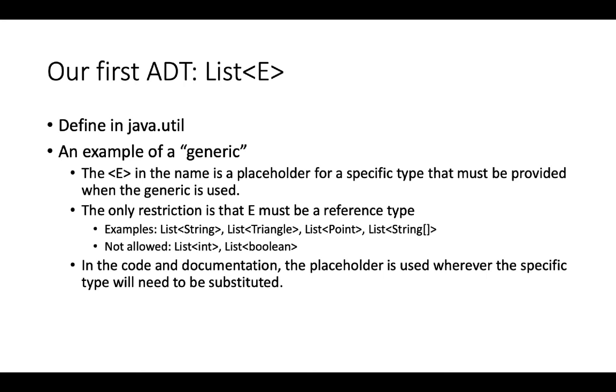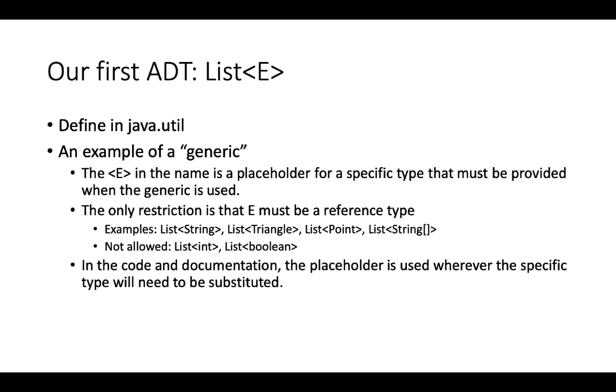But when I'm coding it, I don't know what that type is in advance. And so I need something as a placeholder for wherever that type is going to be, right? And so this is an example of what's known as a generic. So, list of E, that's how it's defined in the library.